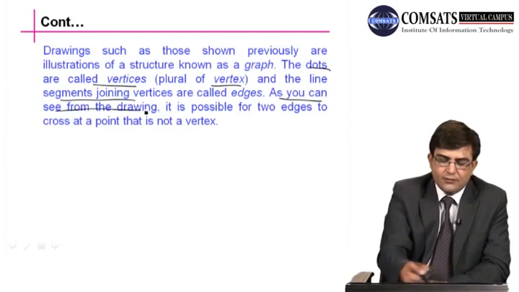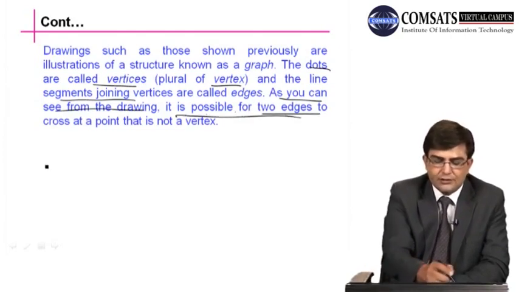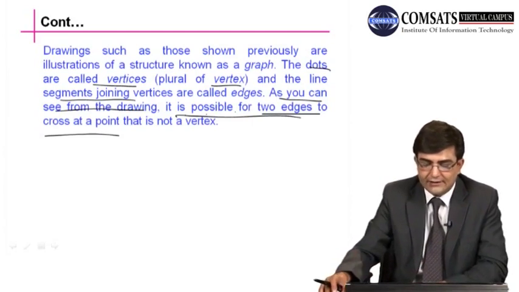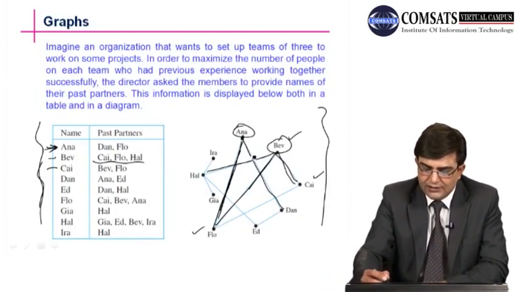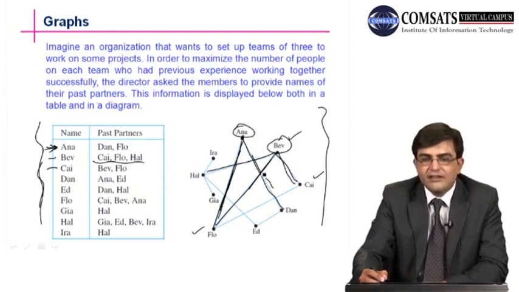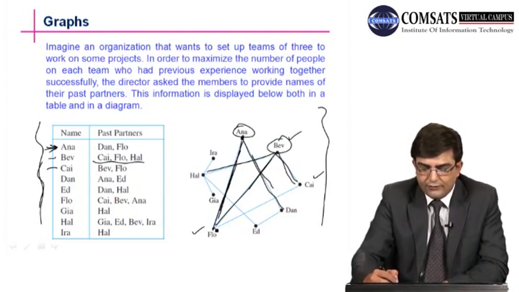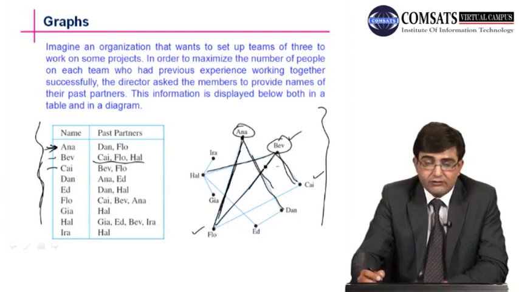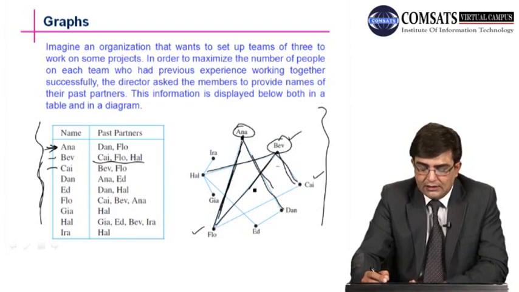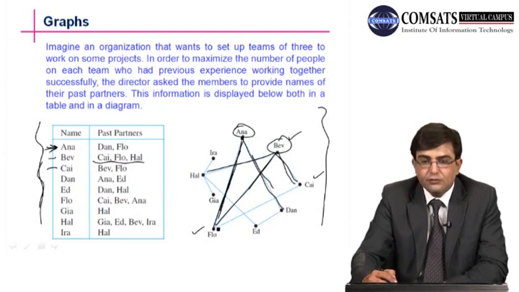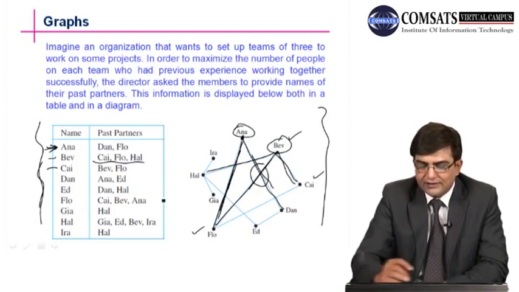As you can see from the drawing, it is possible for two edges to cross at a point that is not a vertex. That is, here two edges are crossing each other where we don't have any vertex. This crossing is allowed, but it doesn't mean that they are intersecting or that there is some additional information. The information is only on the vertices and on the edges which join vertices. This means that Bev is connected to Flu. There is no other meaning of this intersection.